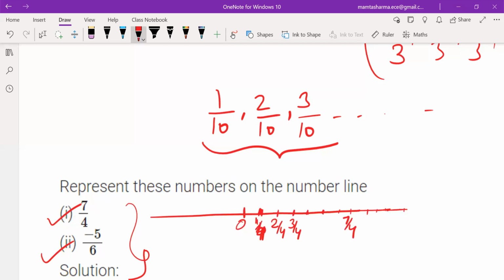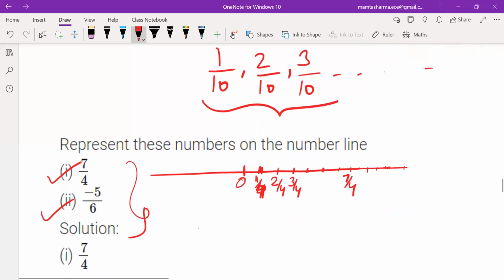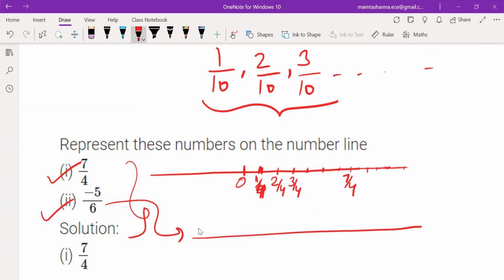Okay. Now minus 5 by 6. So now draw a new number line. Mark the 0. The start will be minus 1 by 6. If you start from minus 1 by 6, then only you can reach up to minus 5 by 6. Is it clear for all of you? Okay, next.